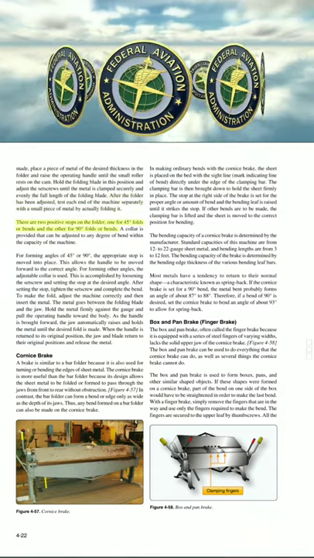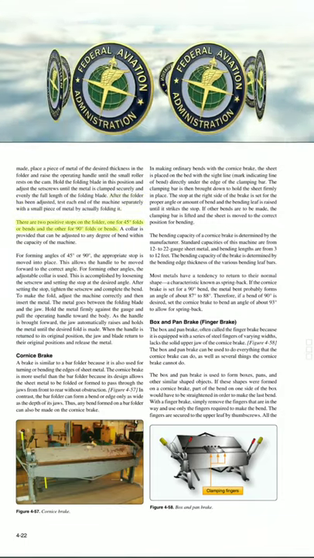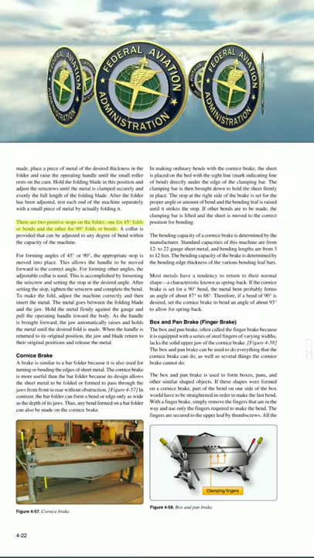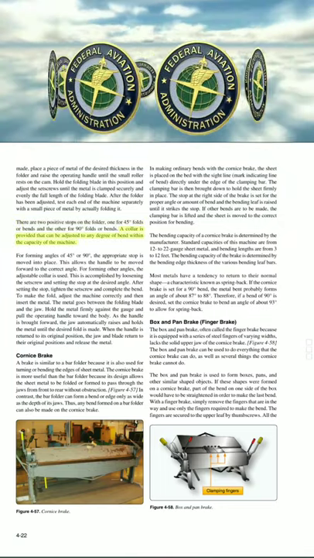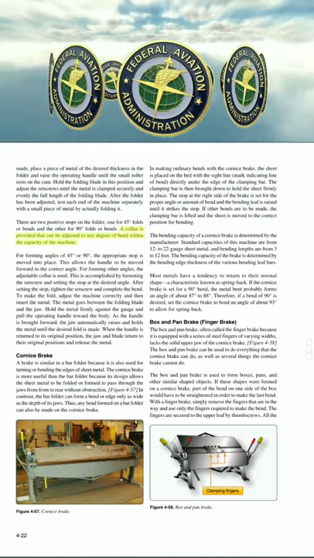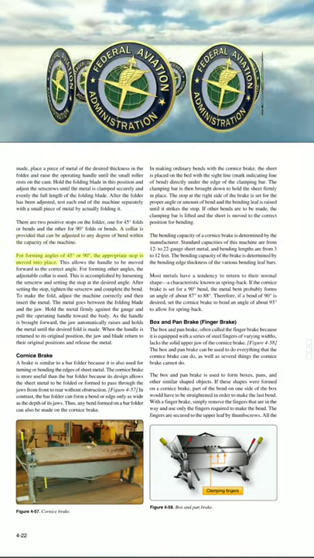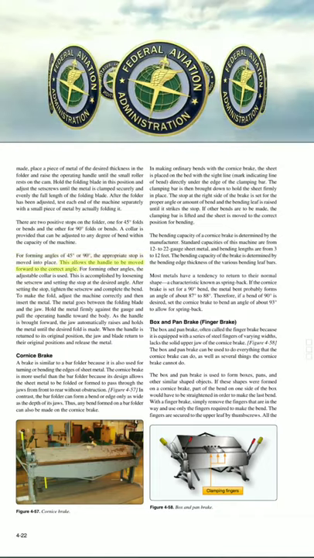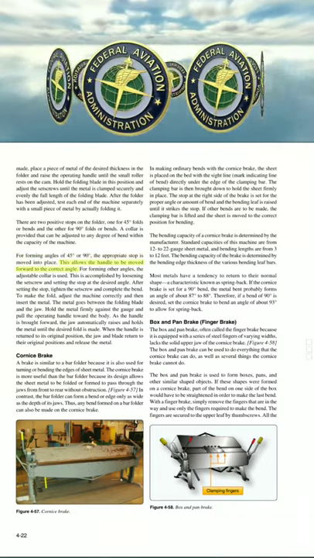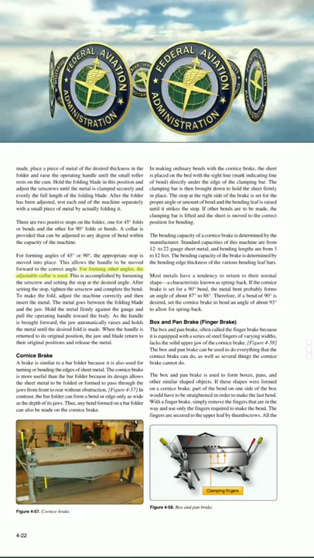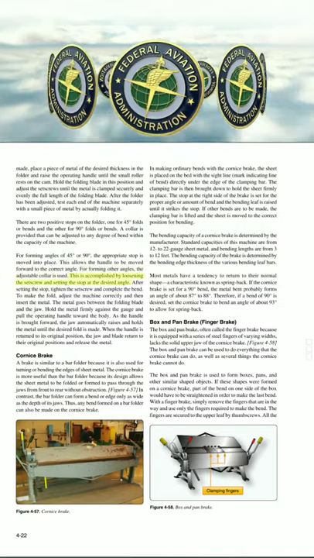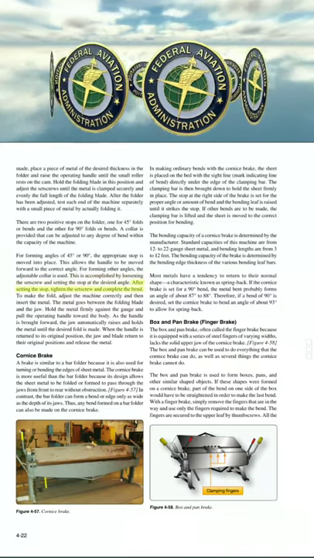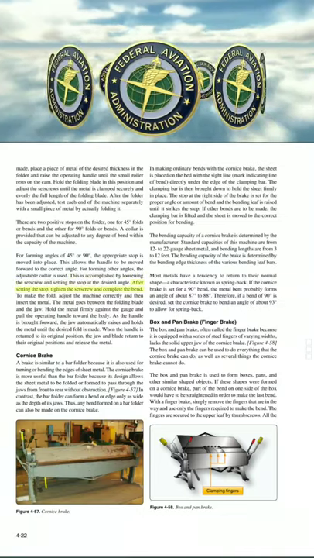There are two positive stops on the folder, one for 45 degree folds or bends, and the other for 90 degree folds or bends. A collar is provided that can be adjusted to any degree of bend within the capacity of the machine. For forming angles of 45 degrees or 90 degrees, the appropriate stop is moved into place. This allows the handle to be moved forward to the correct angle. For forming other angles, the adjustable collar is used. This is accomplished by loosening the set screw and setting the stop at the desired angle. After setting the stop, tighten the set screw and complete the bend.